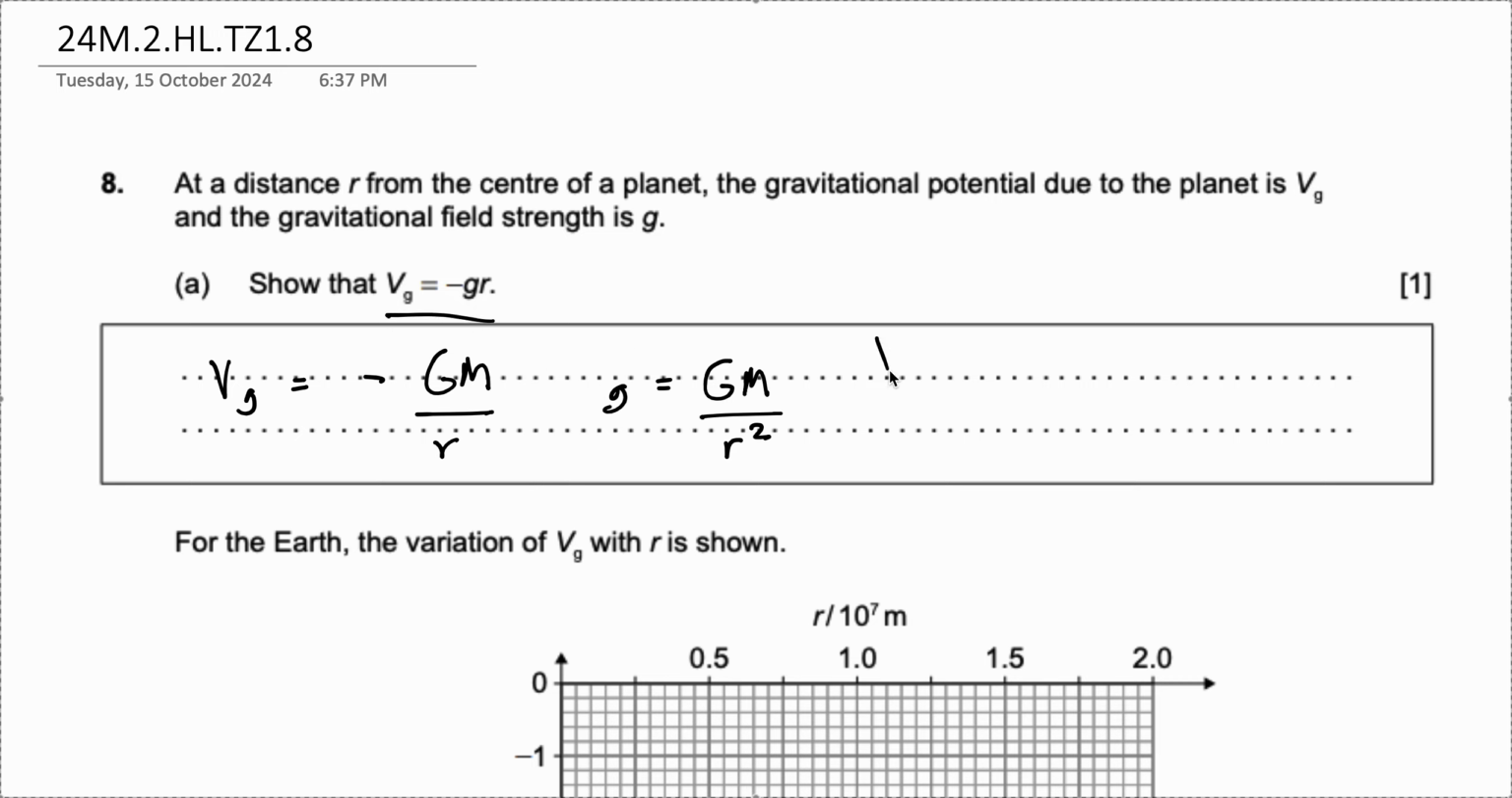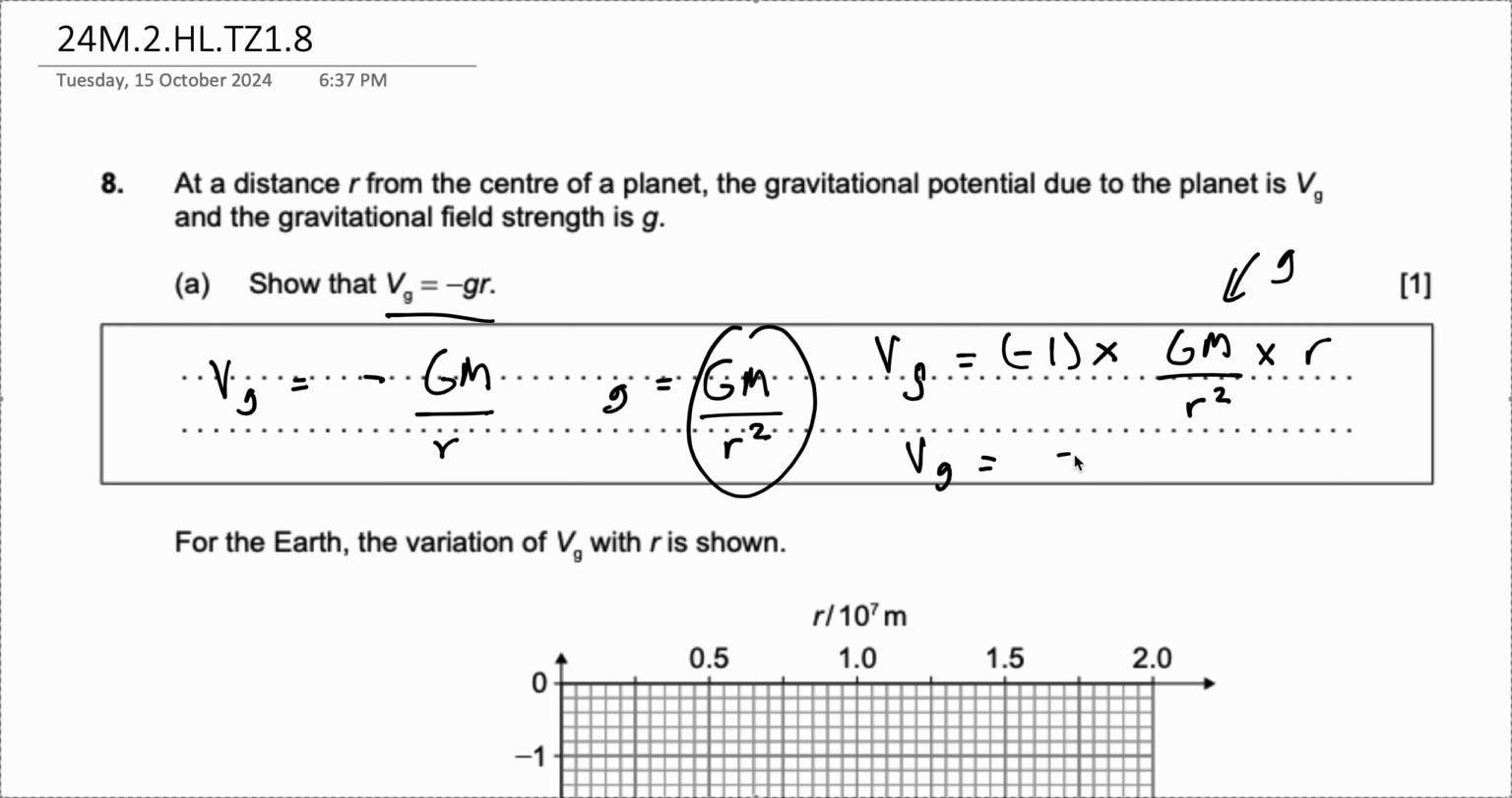So I can say Vg is basically just negative 1, because that's the negative sign that I need, times GM over r squared, times r, correct? Because this r squared and r would cancel, I'll be left with just negative GM over r at the bottom. And we know that GM over r squared is just g. So this is just g. So I can say that Vg is equal to negative g r.